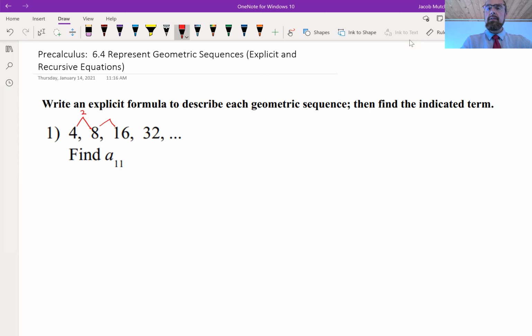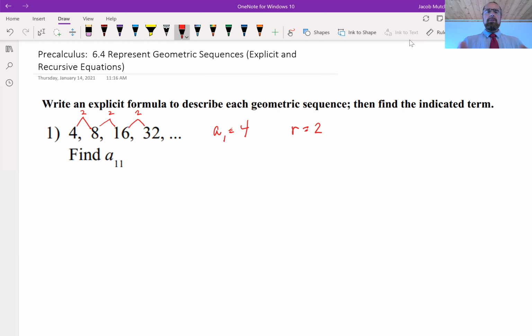I want to check to see if that's common. 16 divided by 8 is also 2, and then 32 divided by 16 is also 2. So it is common to each of the terms as we go in this sequence. I'm going to identify that as my R value. My common ratio is 2. I also need to find my first term. My first term here, a sub 1, is going to be 4.